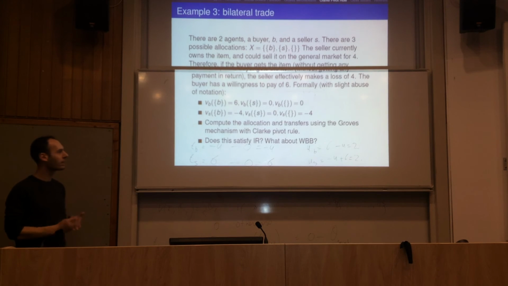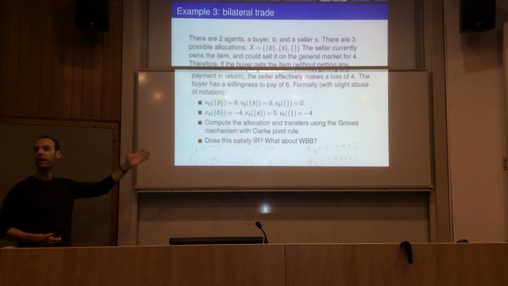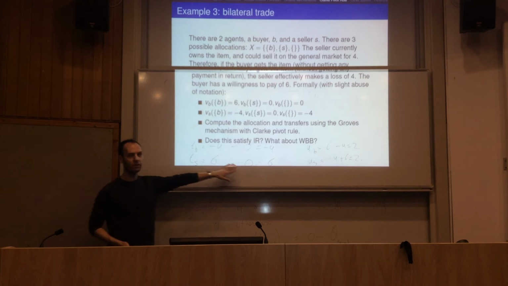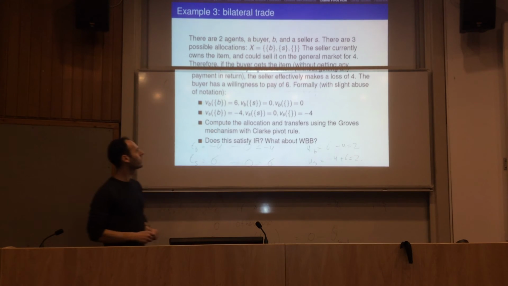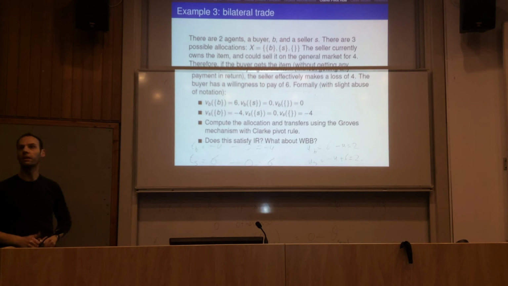So such a mechanism does not exist. And this is already a counterexample showing that even the VCG mechanism is not always budget balanced. And why is that? Well, that's because there are agents with essentially negative utility in the market.